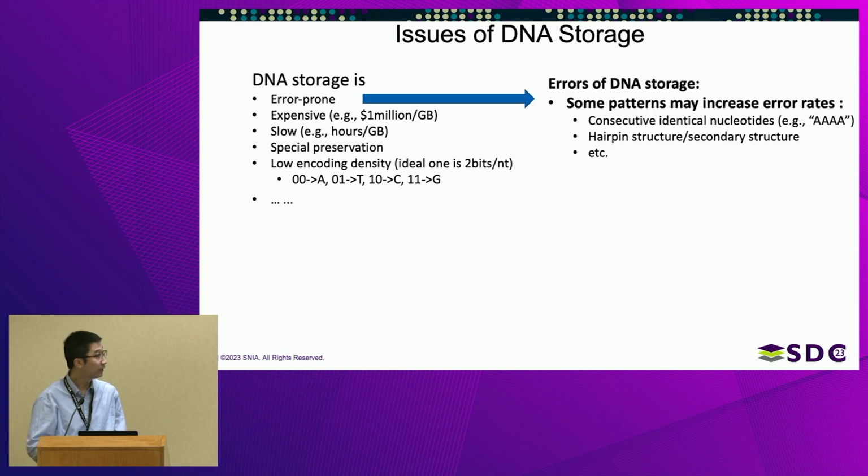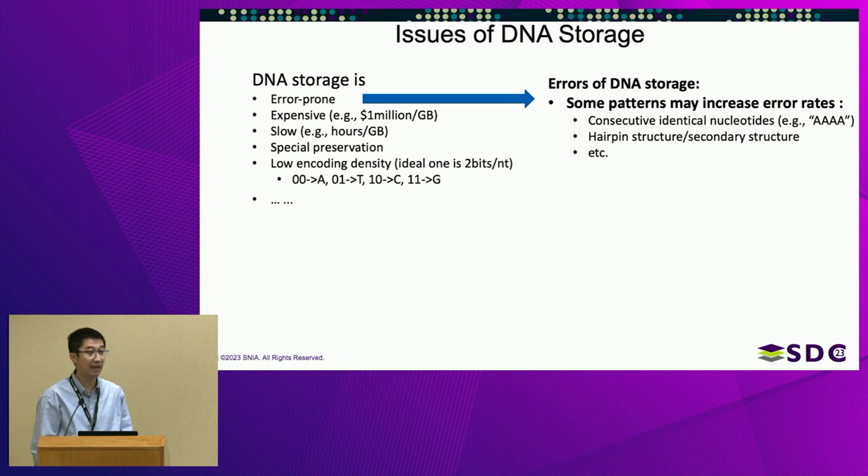For example, for the errors in DNA storage, some patterns may increase the error rate. If we have so-called consecutive identical nucleotides, a long homopolymer like an AAAA pattern, it increases the difficulty of the synthesis or sequencing process.